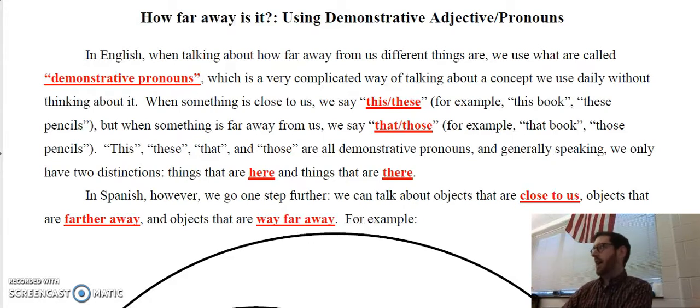But let's say that I'm saying, hey, go get that pencil, but there are no other pencils closer to me. It's just a matter of judgment, right? If I think, hey, this thing is close enough that I should call it this, or hey, that thing is far enough away that I should call it that.